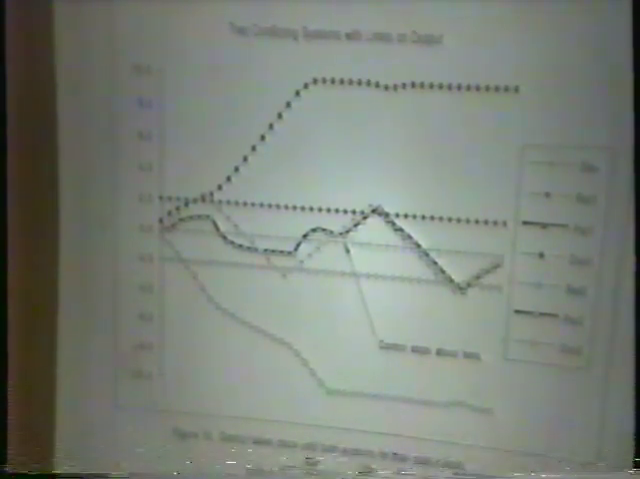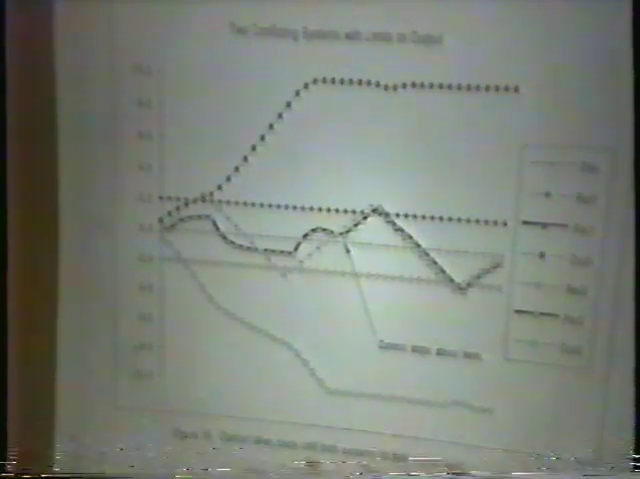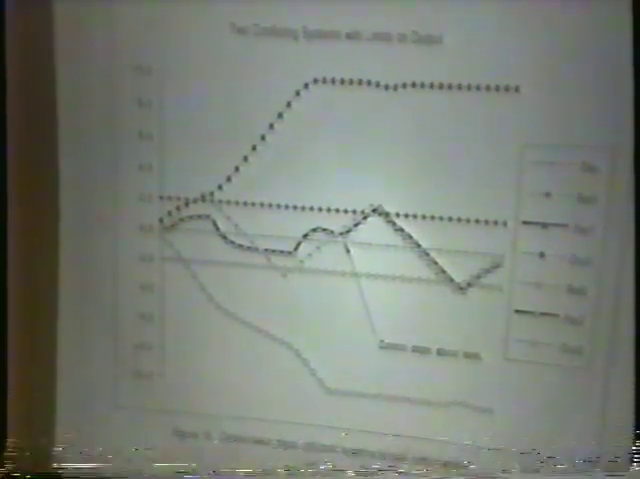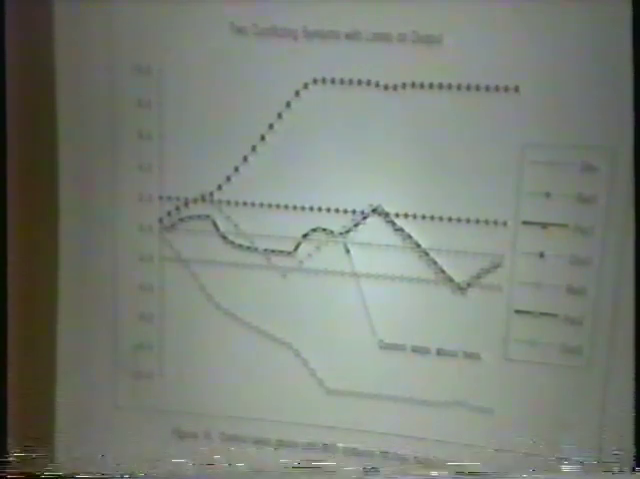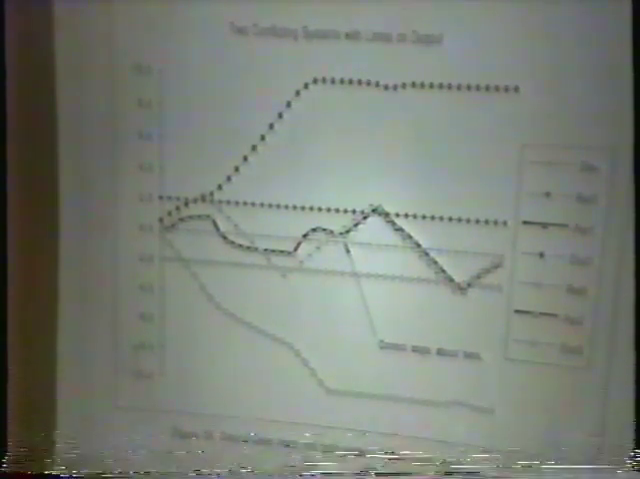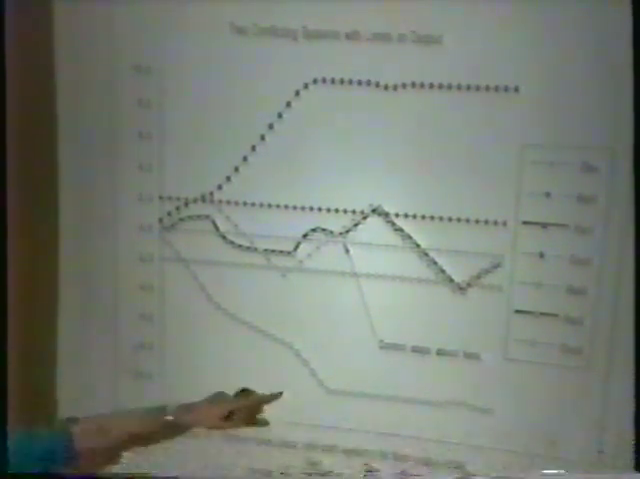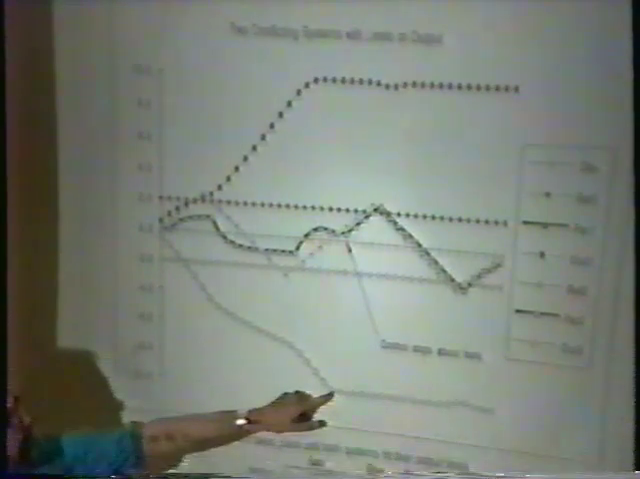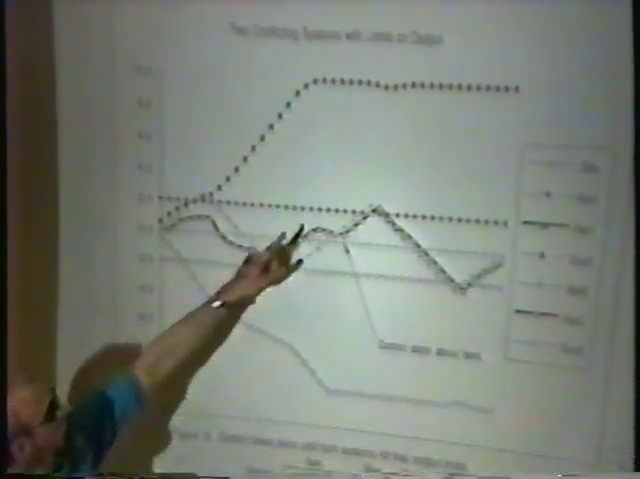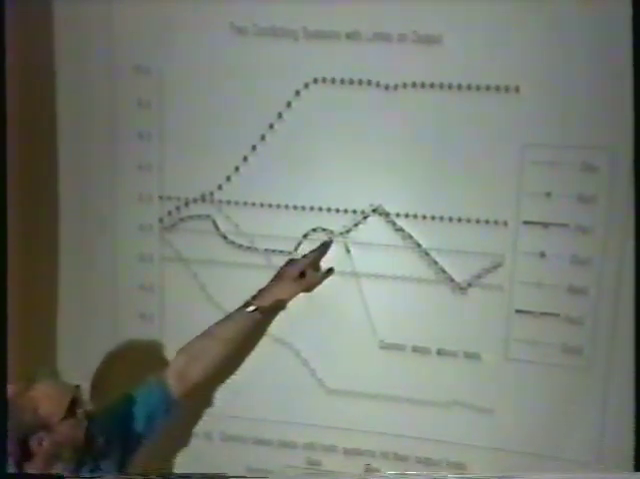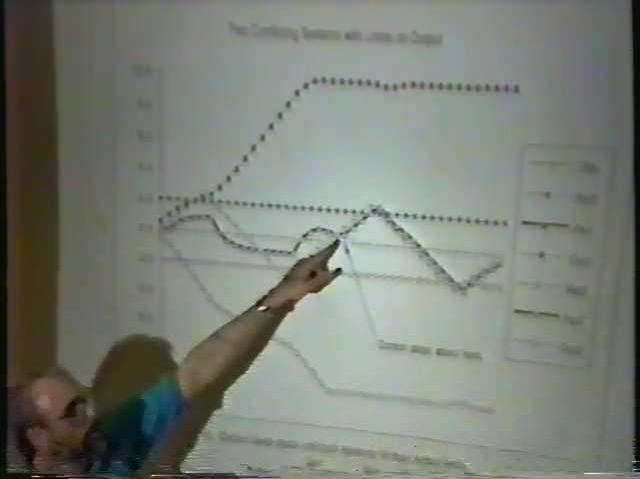Okay, so they're conflicting systems, but as long as they haven't hit their limits of output, their control is just fine. At this point, limit of output, and suddenly the control just goes nowhere.